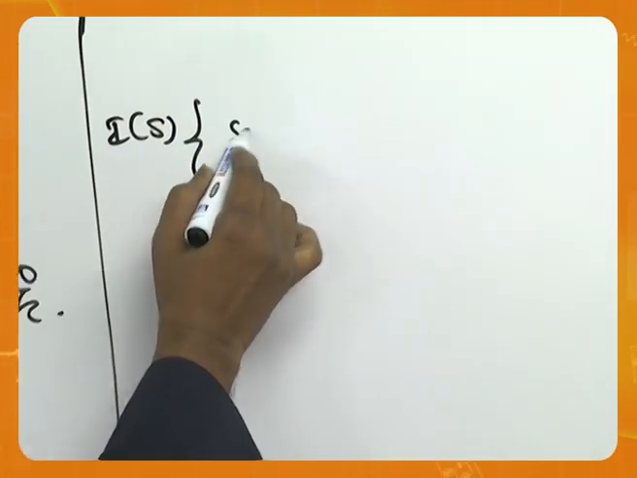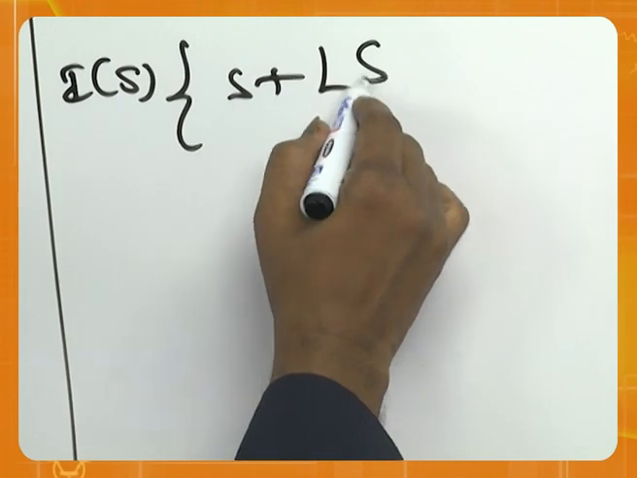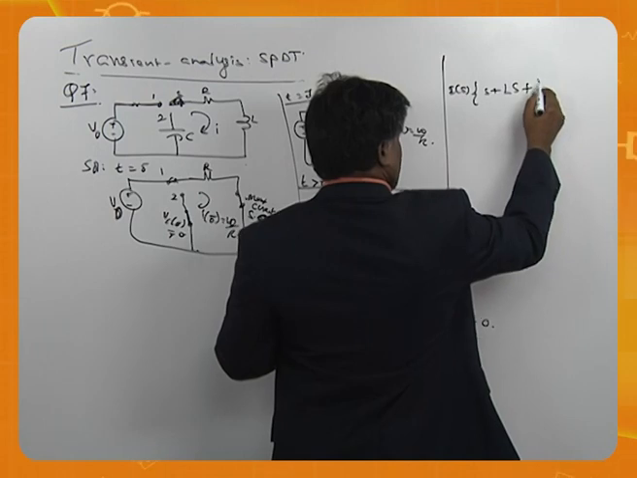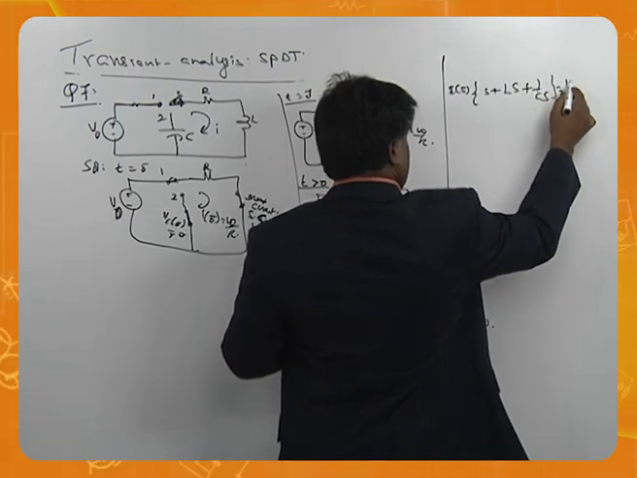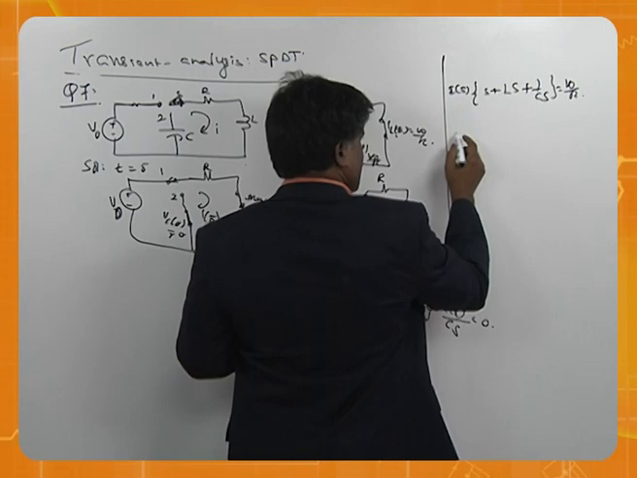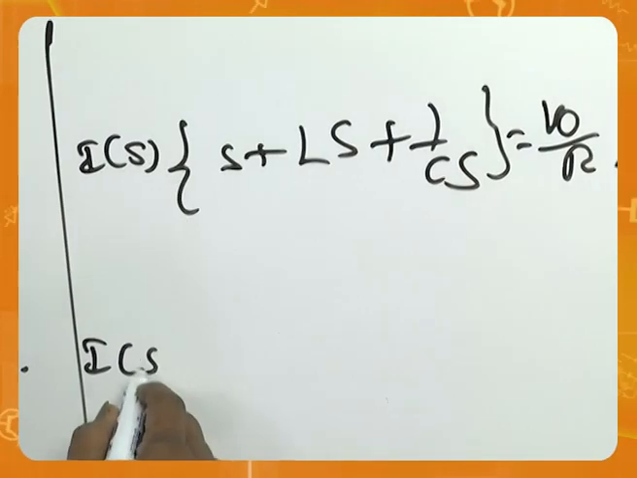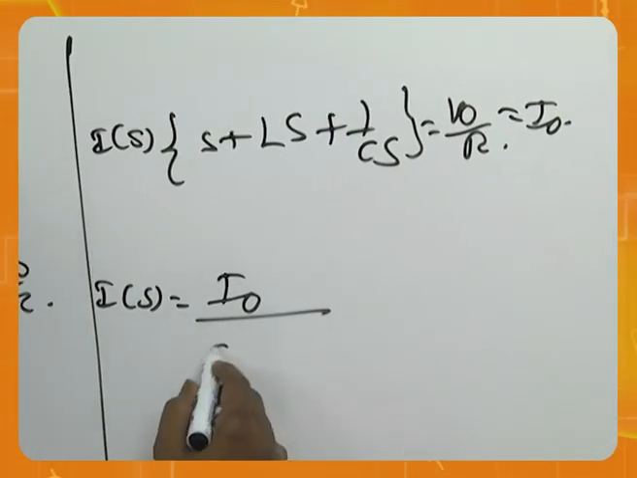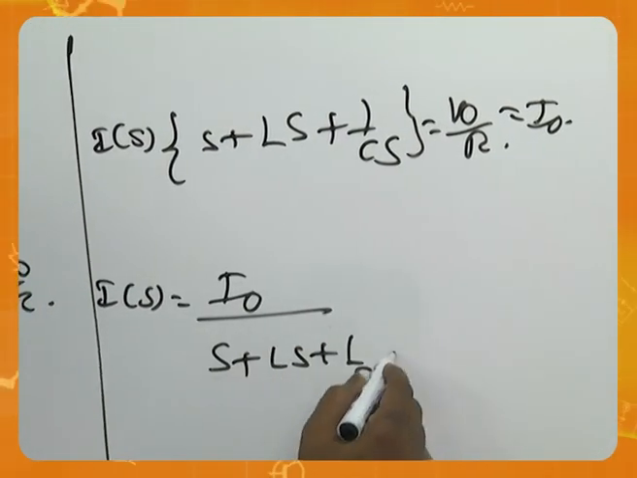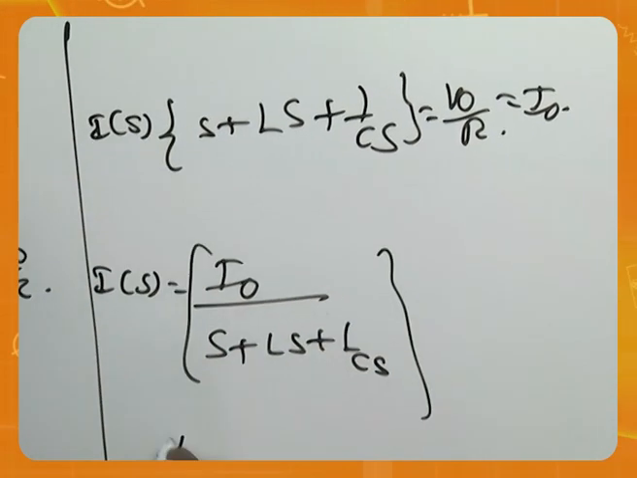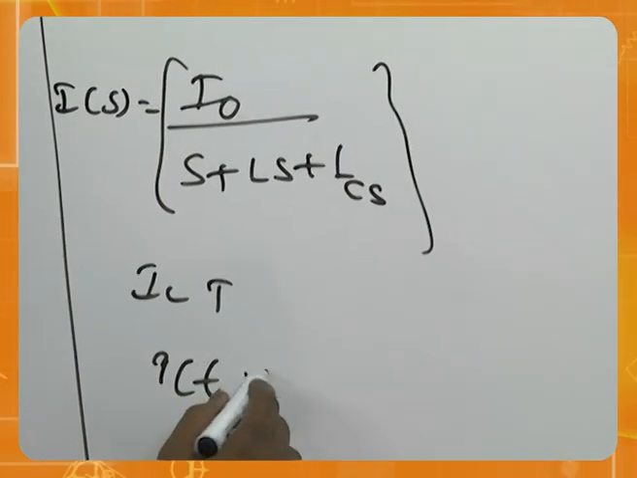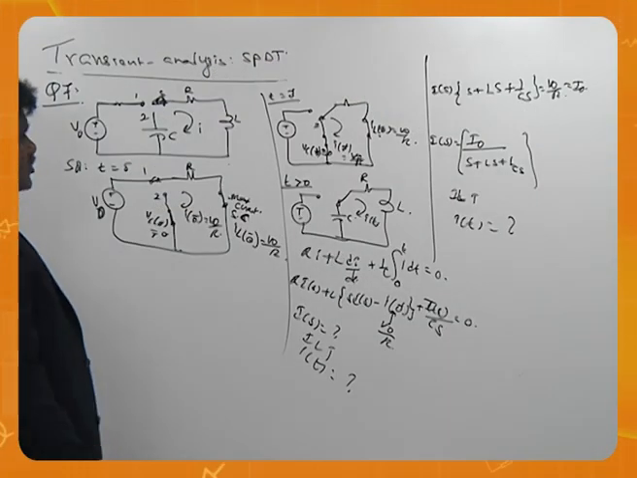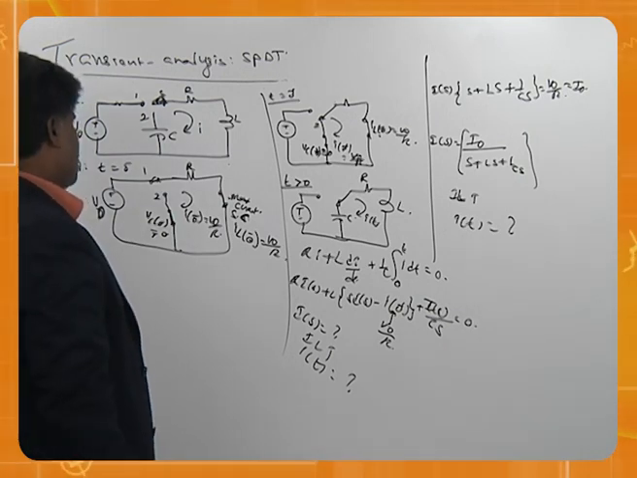I of s, s plus Ls, plus 1 by Cs is equal to V naught by R. Call this as some I naught. I naught by S plus Ls plus 1 by Cs. Then take inverse Laplace there. That's the approach for this problem.